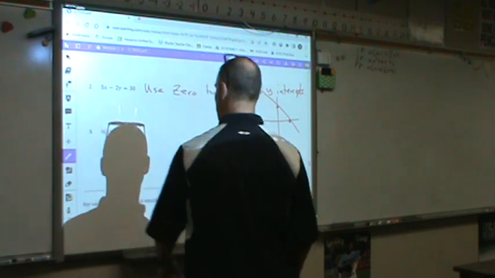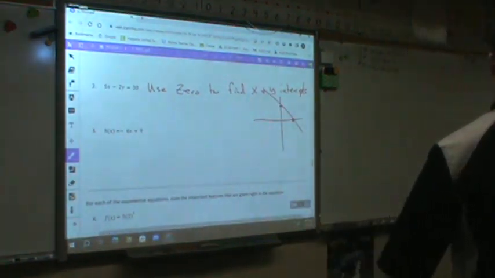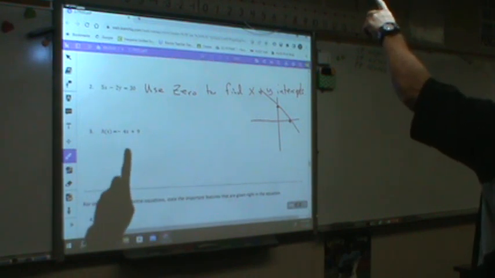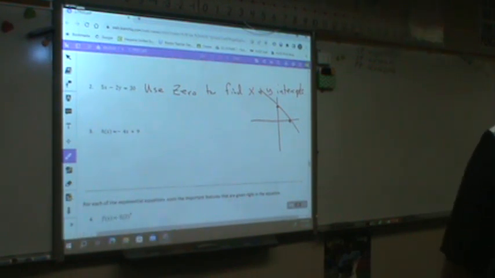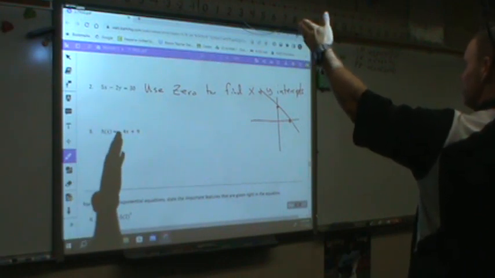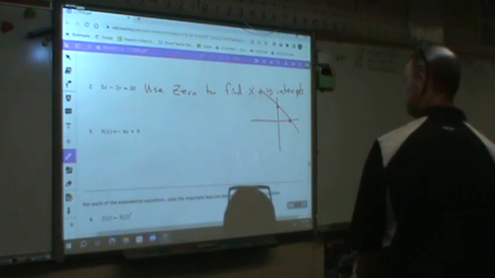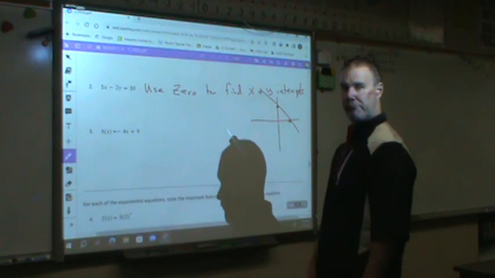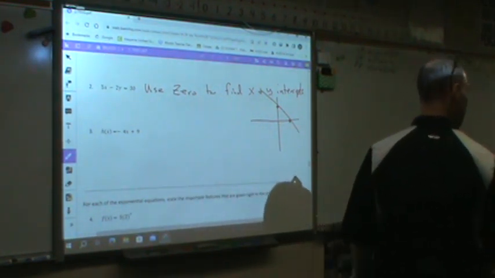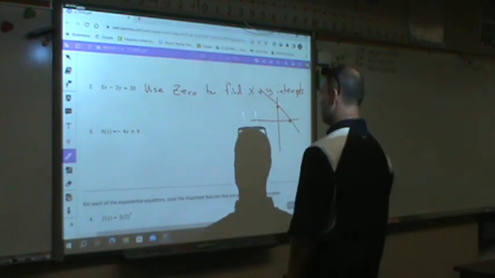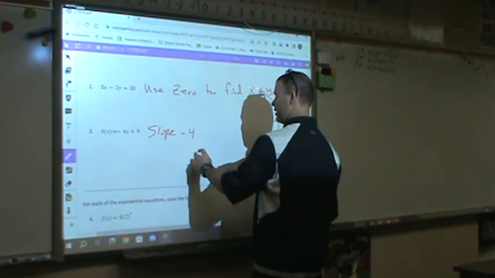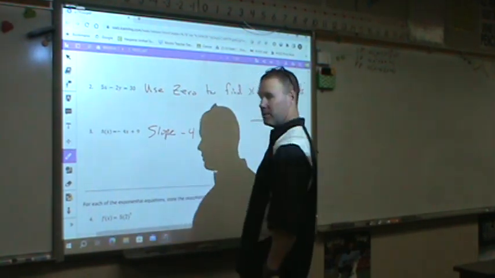Why? Because the last one here is the form you should be familiar with. When we look at this, what are the numbers? H of X, or Y, is equal to negative 4X plus 9. What's the negative 4? Anyone? Come on, that's going to be my slope. So my slope is negative 4. And what's the 9 going to be then?